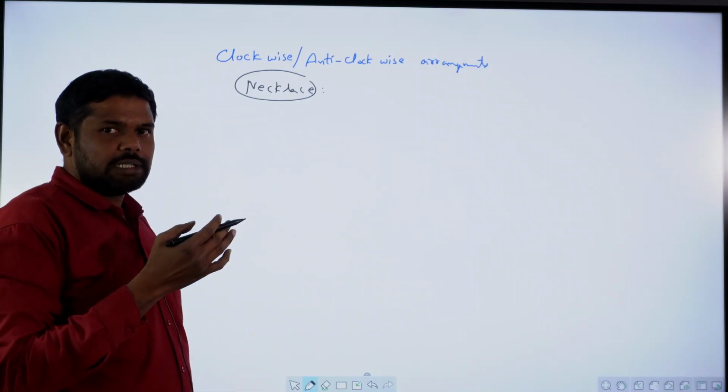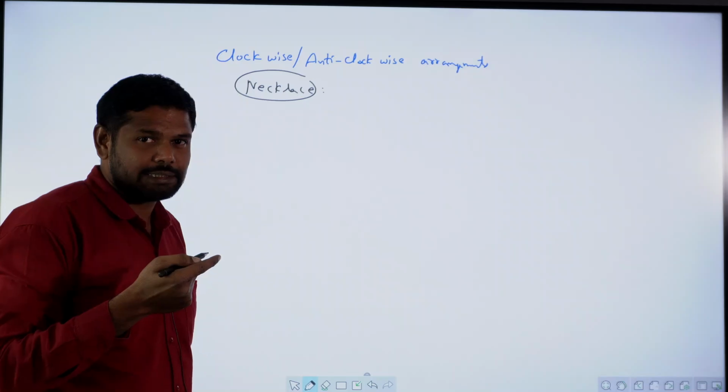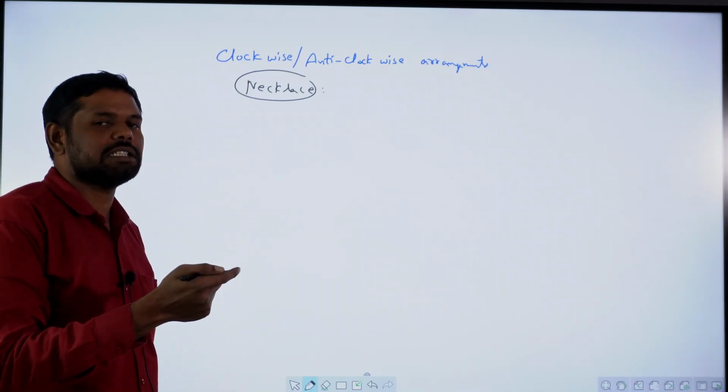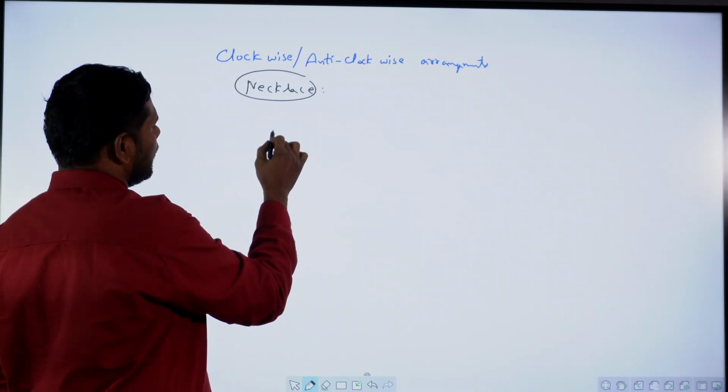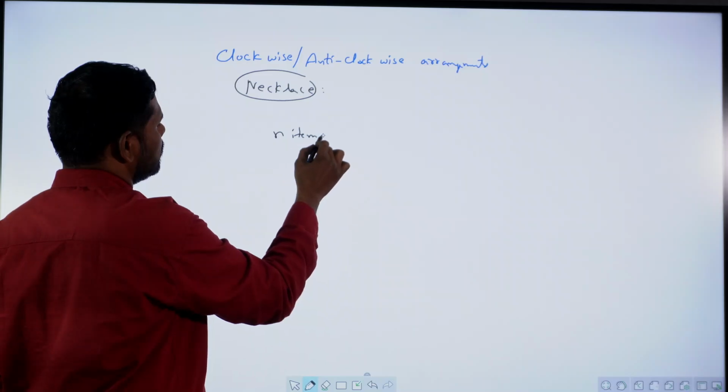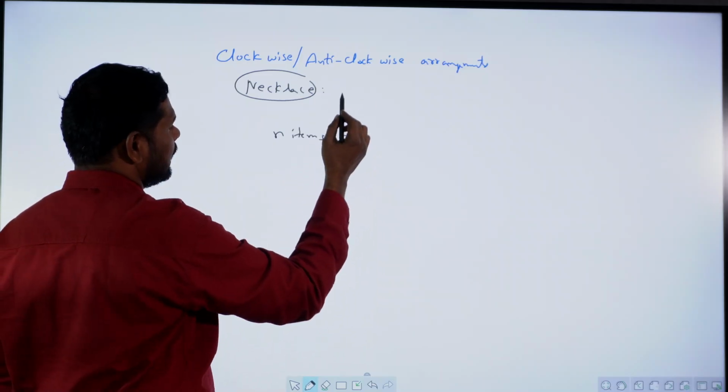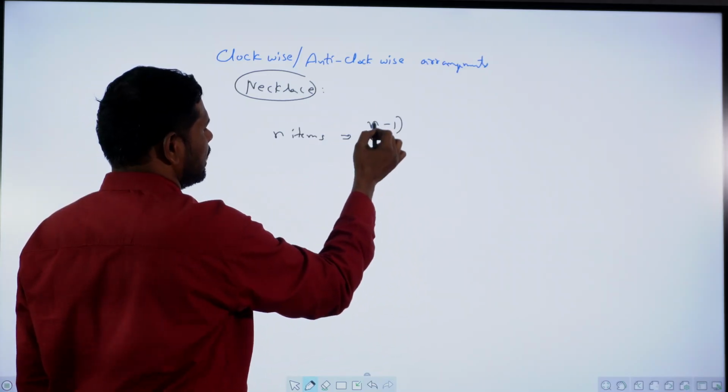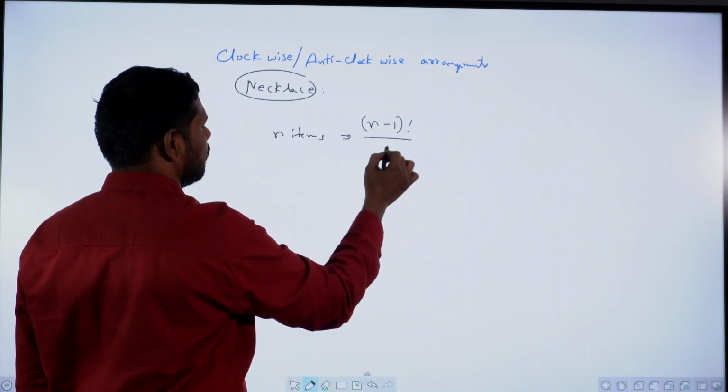Suppose 10 beads are present, how many ways can we form a necklace? Like that, there is a chance of asking some questions. For this question, n items can be arranged clockwise or anti-clockwise in how many ways? (n minus 1) factorial by 2 ways.